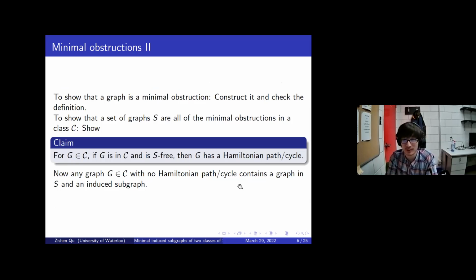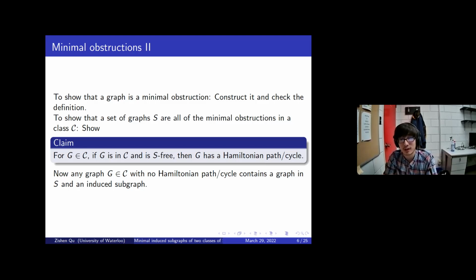To show that a graph is a minimum obstruction, just construct it and check the definition. I'll just do the HC one, Hamiltonian cycle obstructions. If you construct a graph that you think is an HC obstruction, check that it has no Hamiltonian cycle, and then check that any two connected proper induced subgraph has a Hamiltonian cycle. And if you can prove those two things, then it's a minimum obstruction.